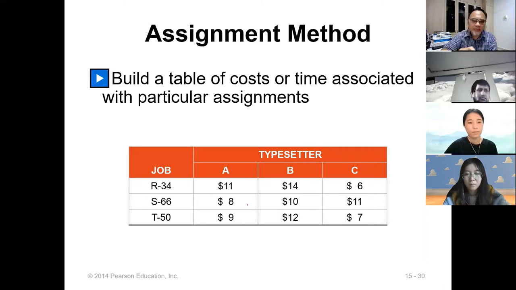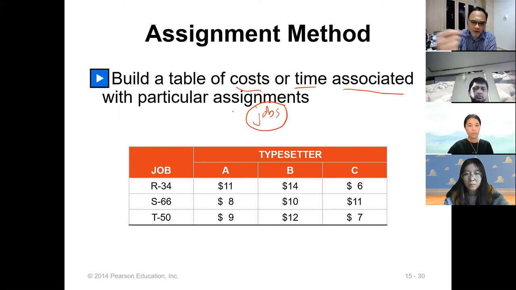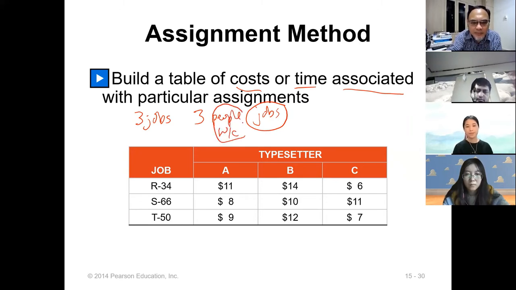So for any assignment method, you need to do some data collection a little bit. You need to build a table of costs or time, which is related to the particular jobs or assignments. Assignment means jobs or work, okay? So for example, I've already collected data. This is a printing work. We have three jobs, and this is a very simple example, three work centers, or basically three people. It can be work centers, it can be people, it can be anyone, anything.